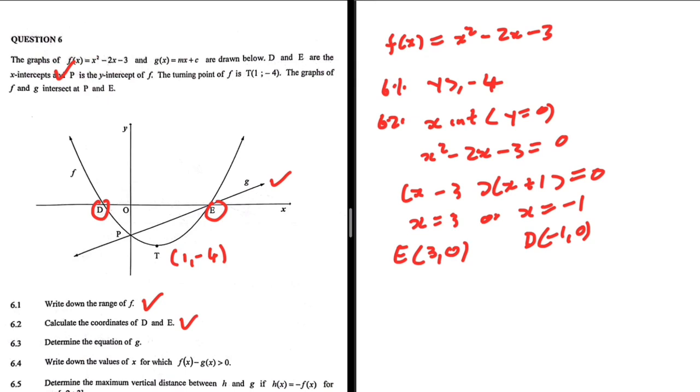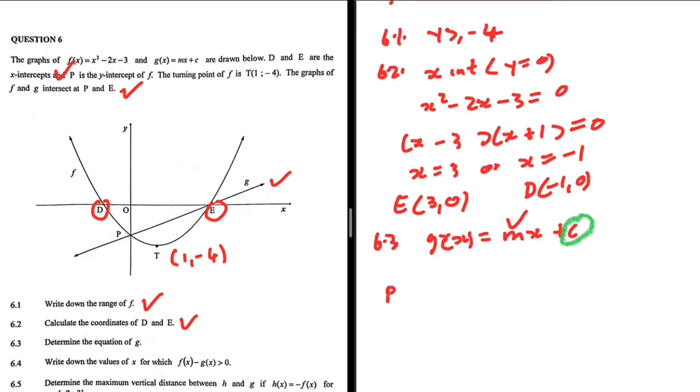Let's take a look at 6.3. So 6.3, determine the equation of g. g touches f of x at P and E. g of x and f of x intersect at P and E. g of x is a straight line, so g of x equals mx plus c. We need the gradient and just one other coordinate to substitute and find the value of c.